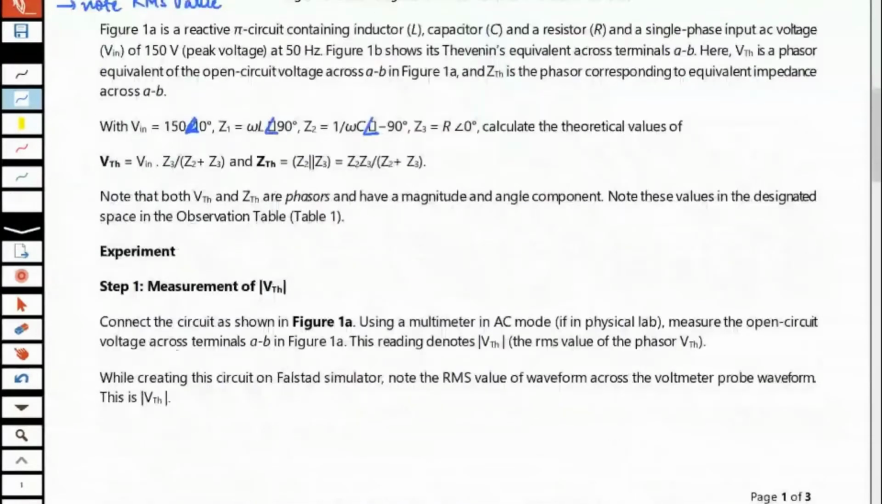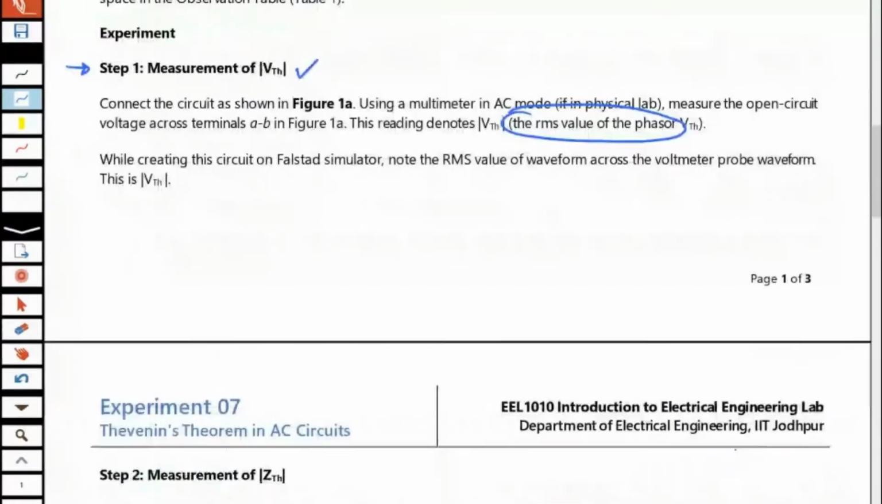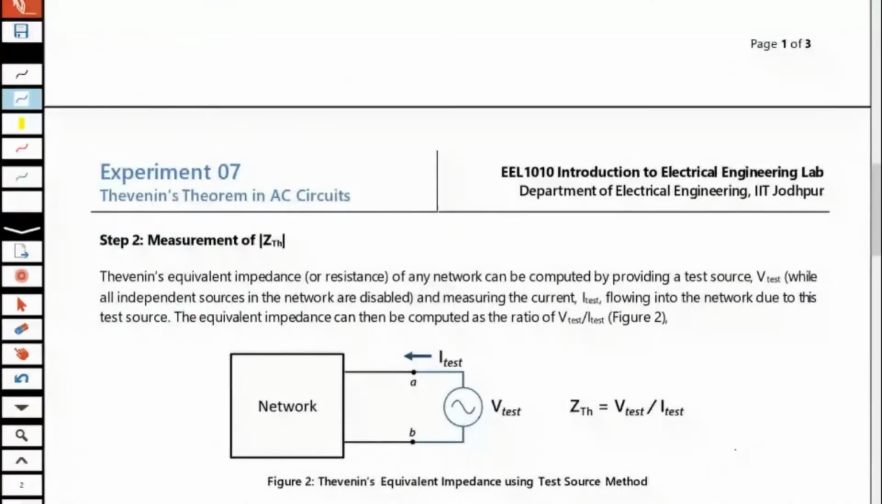So what are the 3 parts? Measurement of VTH, this we have discussed just now. This is very easy. The only thing is, keep in mind that while measuring on Falstad, you need RMS value, not instantaneous value. Okay. Second thing is measurement of ZTH. Thevenin equivalent voltage आ गया, अब Thevenin equivalent resistance या impedance निकालना है.